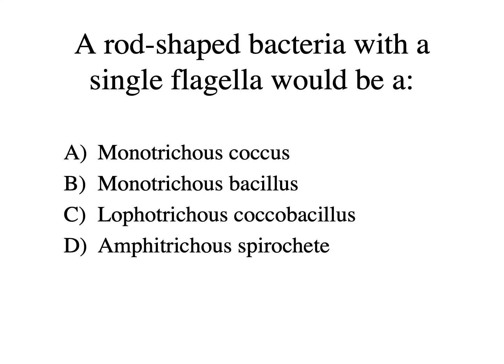Let's do a few more questions. A rod-shaped bacteria with a single flagella would be A, Monotrichous coccus, B, Monotrichous bacillus, C, Lophotrichous coccobacillus, D, Amphitrichous spirochete. So first you see that part that says rod-shaped bacteria. So that would be a bacillus. So you need to look at the ones that say bacillus within them. A single flagella, remember that's monotrichous. So the answer would be B, Monotrichous bacillus.